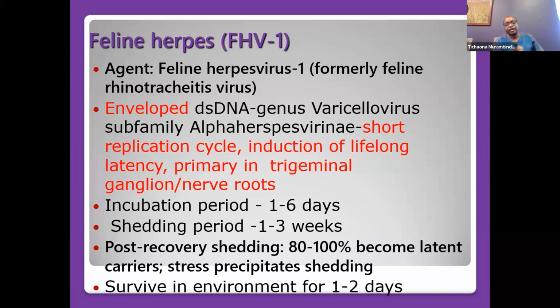The other thing is the induction. Let's say the animal is infected by it, you will see the symptoms that come with it. After those symptoms disappear in 10 to 14 days, the viruses will go into what we call the primary. It will stay in the trigeminal ganglion or the nerve roots. That's where it's going to hide from the immune system.